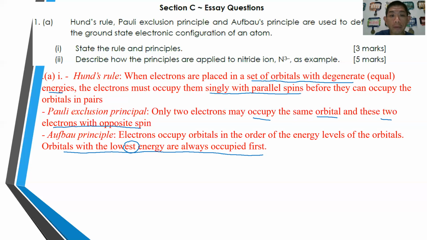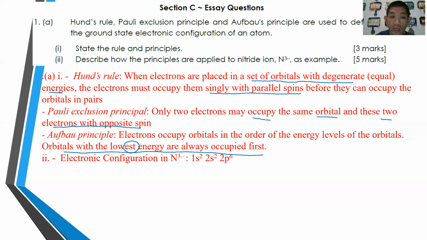And then number 2, describe how the principles are applied to nitride ion, N3 minus, as an example. So you are going to make use of these 3 rules and principles to apply to nitride ion. First of all, you have to write the electronic configuration of the nitride ion: 1s2, 2s2, 2p6. Then you explain how you apply Aufbau principle, Hund's rule, and Pauli exclusion principle in filling in the electronic configuration.